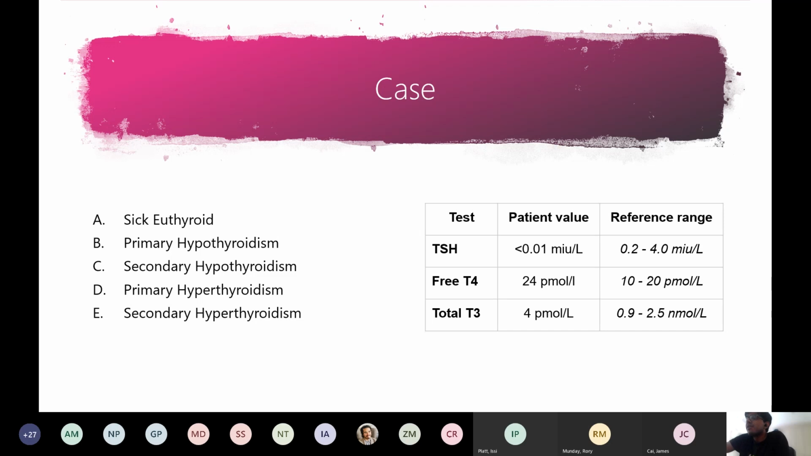So everyone who's answered so far has gone for option D, which is primary hyperthyroidism. Would anyone like to explain why they think it's primary hyperthyroidism as opposed to the other options? If you didn't answer and you're not sure, we'll go through it in a minute, so don't worry about it. You can just put it in as a message, like what your logic was to that question.